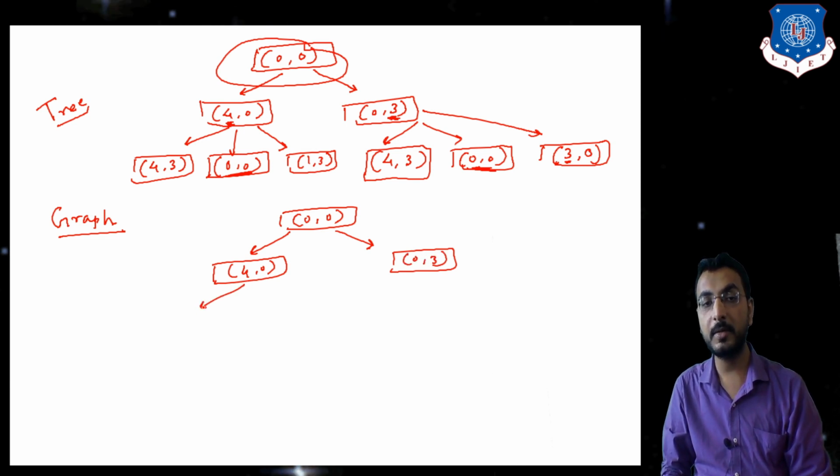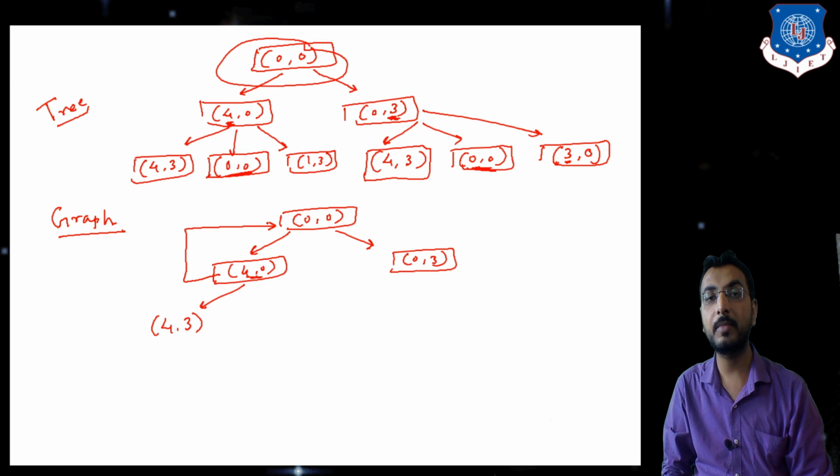From 4,0, 4,3 will be there and 0,0 can be easily reached here. So from 4,0 this backward link is also possible, and this backward link can be shown only in a graph. It cannot be shown in a tree. Likewise from 0,3 you will be able to reach this 0,0, your original state.